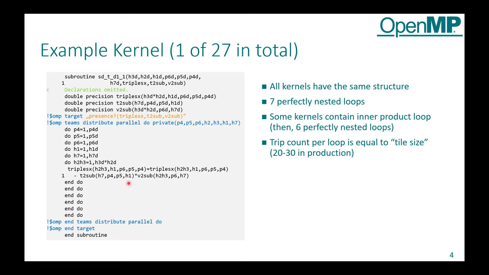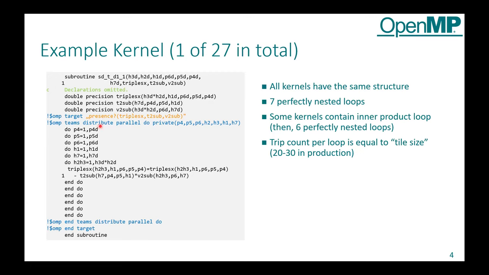So this is pretty much, as you can see, some sort of a DGEMM operation with multiplication and addition, in this case with a prefactor of -1. Then the trip count is equal to what NWChem calls a tile size. This is 10 to 20, 20 to 30 in production. So all of these loops run from 1 to 20 or up to 30.